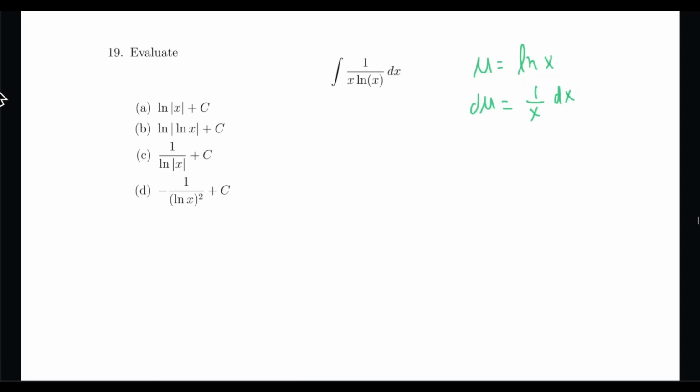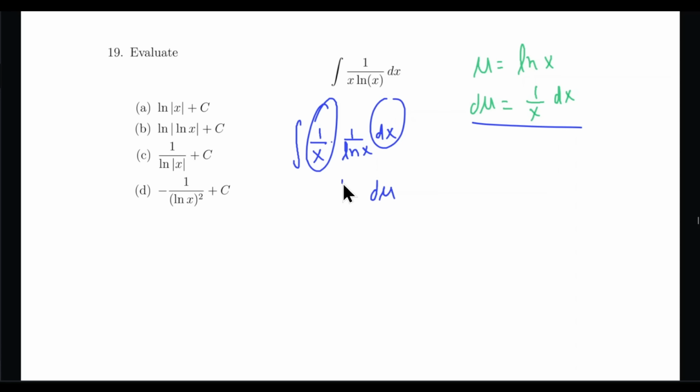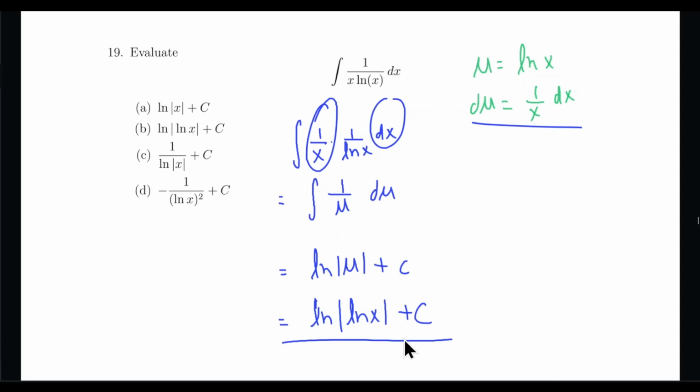If we rewrite this as 1 over x times 1 over ln x dx, you see this 1 over x dx, that's just a du, and you see this ln x, which is u, so it's 1 over u. The integration of 1 over u is ln absolute value of u plus c. And what is u? That's just ln x. So it's ln of absolute value of ln x plus c, which has to be option B over here. That's the answer.